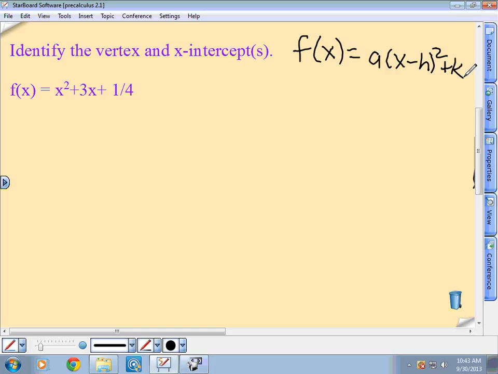Okay, but the factor, you could do it. You could say f of x equals x squared plus 3x plus 1/4. But can you factor that? No. I can take an x out and say x plus 3, but that's not going to get me in any standard form because I want a squared on it. Multiply the equation by 4.